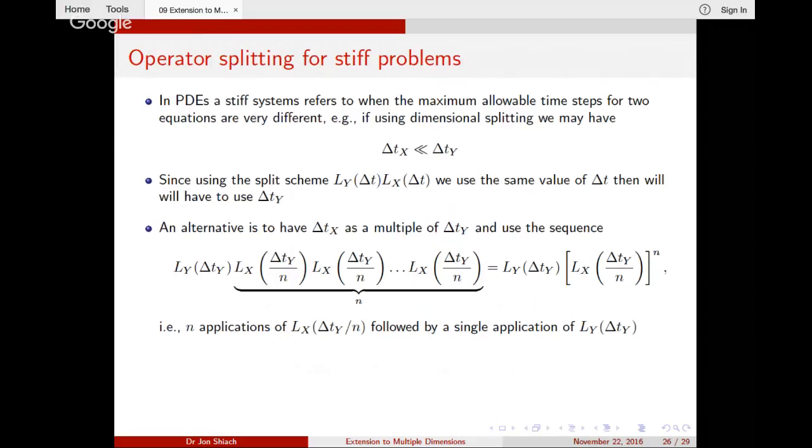Okay, just going to talk a bit about stiff problems. Essentially what stiff problems mean is that your time step is really restrictive because of one term.